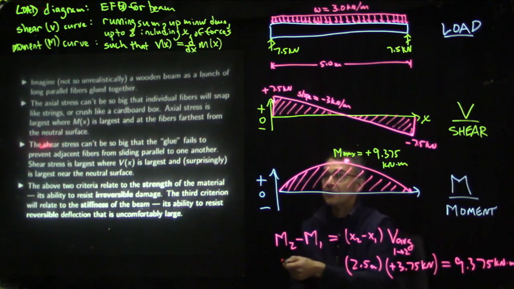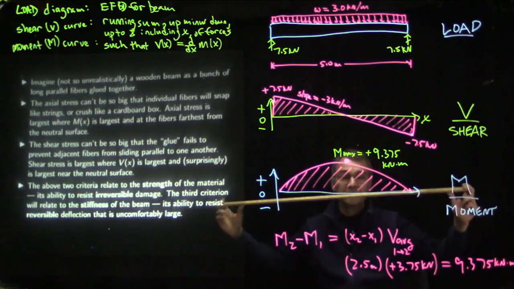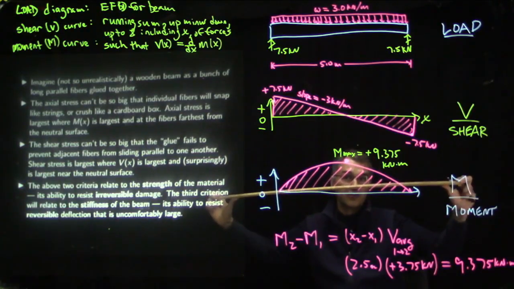And then the shear stress. A lot of people asked about shear stress when we read John Coley's chapter. The shear stress can't be so big that the glue fails to prevent adjacent fibers from sliding parallel to one another. So if you imagine all these fibers next to each other, imagine if you take a deck of cards and you bend it like this, you see the cards trying to slide past one another.